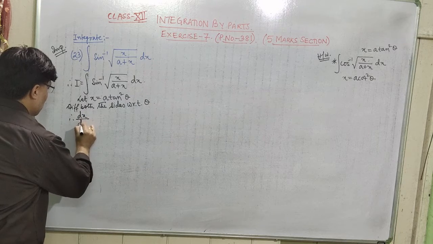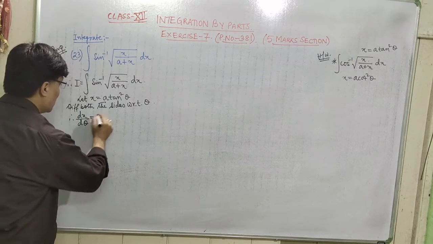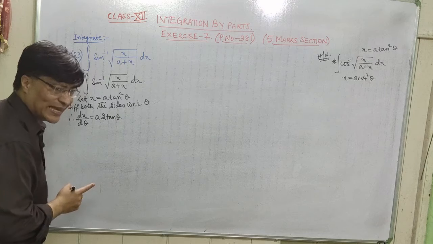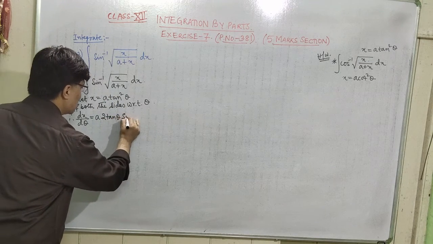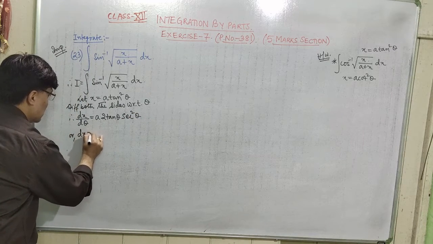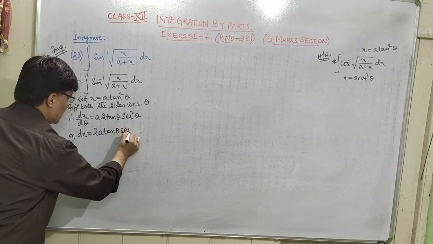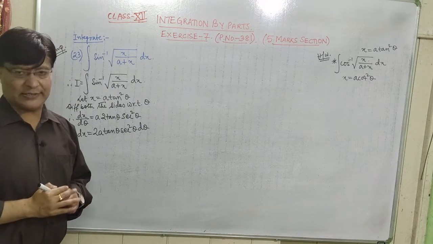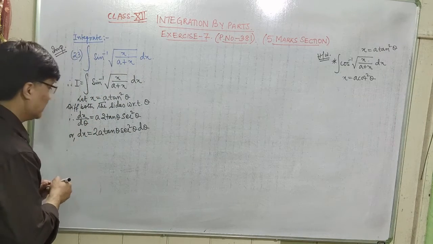Therefore dx by d theta is equal to a into tan square theta, x square form, 2x, that is 2 tan theta. Again you have to differentiate the term which is assumed as x or theta. What is the differentiation of tan theta with respect to theta? It is sec square theta. Now you can do cross multiplication. dx is equal to 2a tan theta sec square theta d theta. So this is the value for dx. Is that clear? Now let us put these values in I.